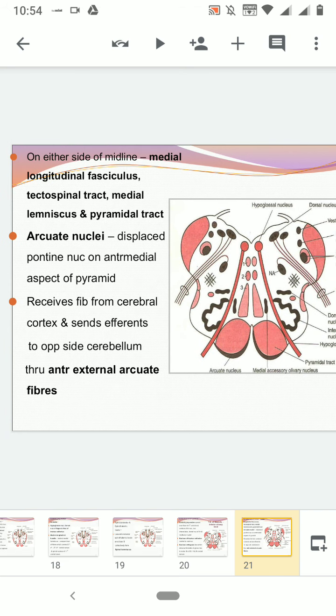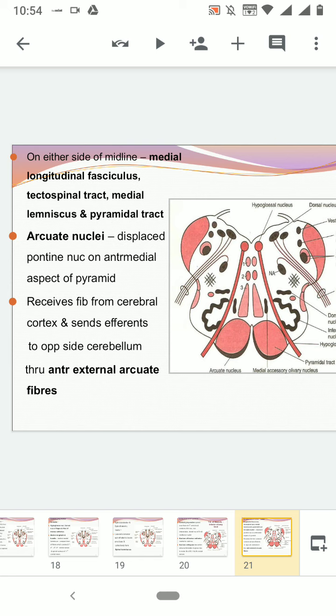Now let's see, there is another nucleus which is called the arcuate nucleus. If you look at the pyramidal tract on the ventral aspect, the two pyramidal tracts, and look at the lowermost border of the pyramidal tract, there is a thickened black colored border which is nothing but the arcuate nucleus. It receives fibers from the cerebral cortex and sends efferents to the opposite cerebellum through external arcuate fibers. We have already talked about the internal arcuate fibers in the formation of the medial lemniscus.